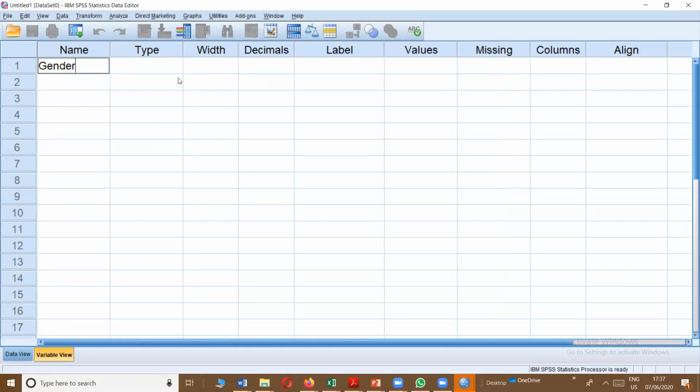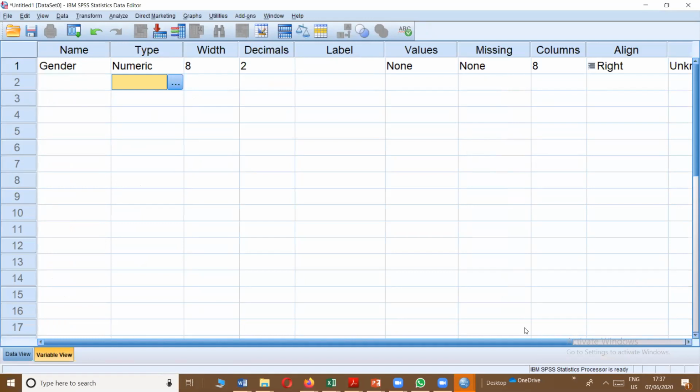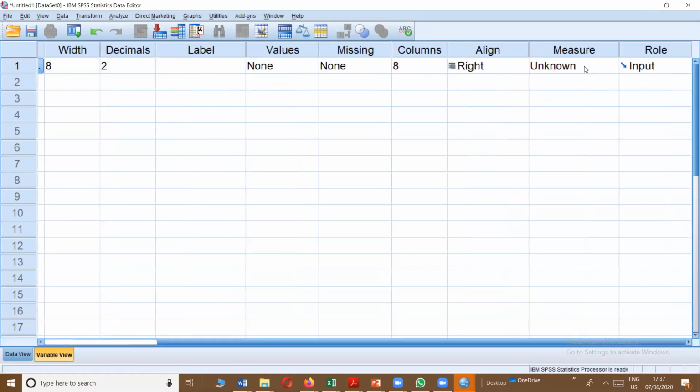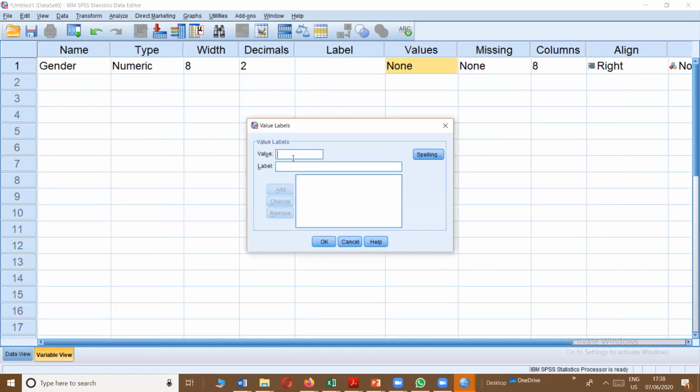I'm going to type numeric values, but I need to tell the computer the input is what? It's a nominal input. Good. And also tell the computer that I have 0 as male and 1 as female. So I add and then click OK.